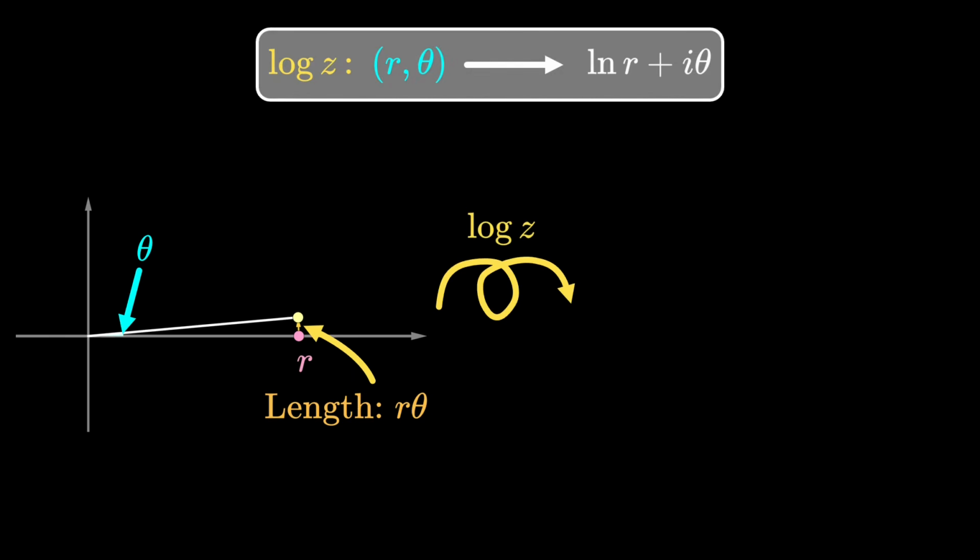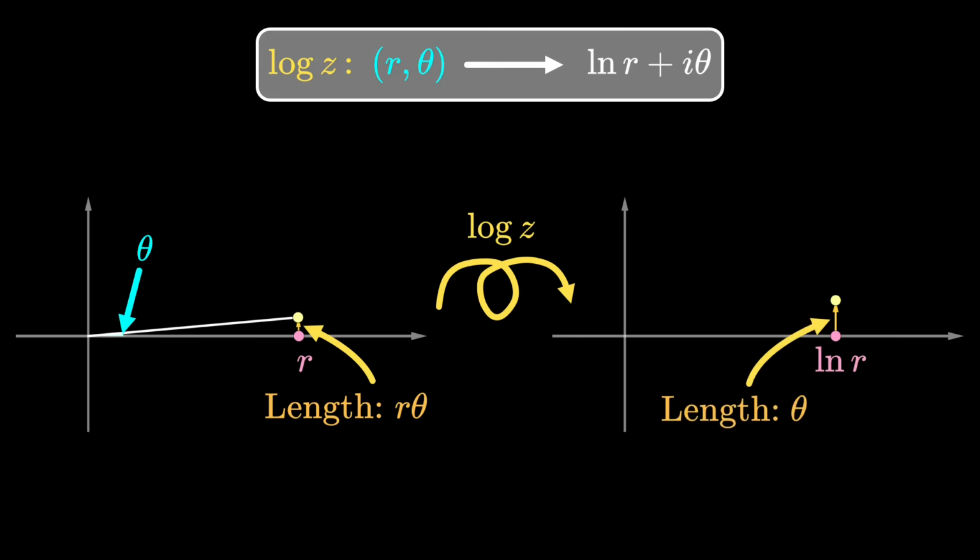The logarithm sends a point with polar coordinates r theta to ln of r plus i theta. A point r on the real axis is mapped to ln of r, and the logarithm sends the nearby point with polar coordinates r theta to somewhere vertically above ln of r. In fact, exactly a distance of theta away, because that's the imaginary part of log.